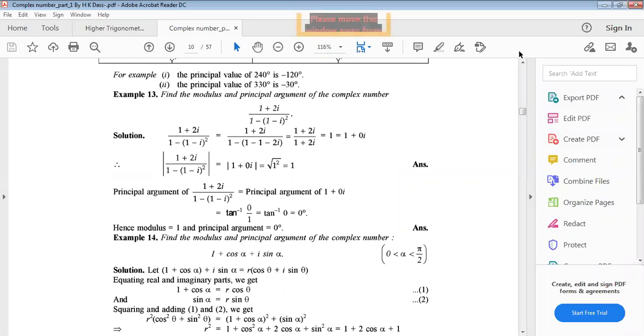Every real number can be represented as a complex number, but every complex number can never be represented as a real number. Note this down and you have to explain it.